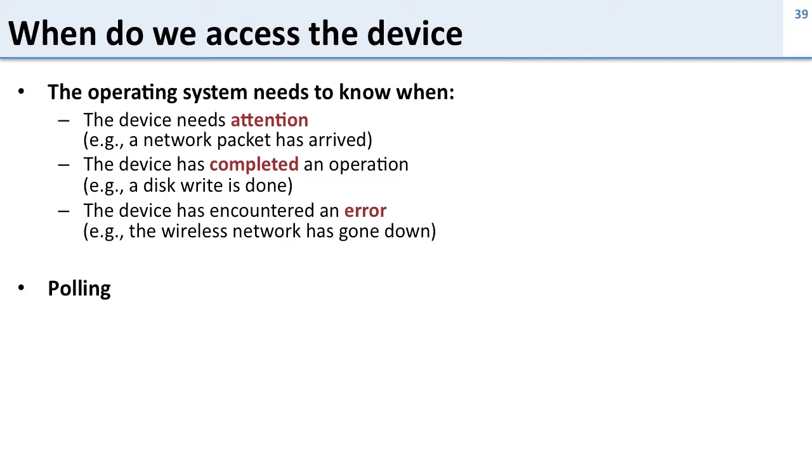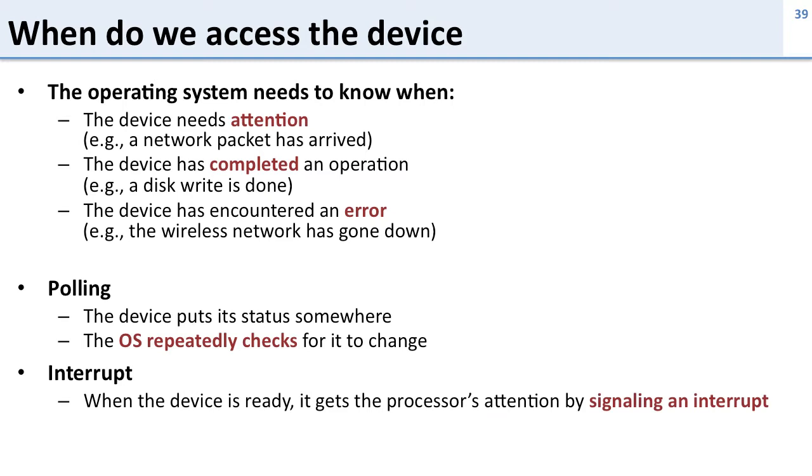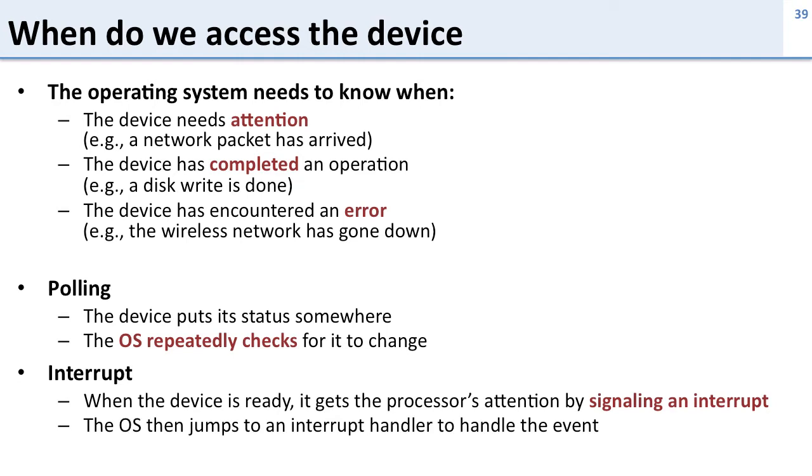There are two ways we can have the operating system know what's going on with the device. The first is called polling. In polling, the device puts its status somewhere, and the operating system just checks and checks for it to change. In fact, it keeps checking over and over again until the device changes its status. The other way to handle this is through interrupts. In an interrupt, the device waits until it's ready, and then it signals an interrupt, which gets the processor's attention. Once the processor gets an interrupt, it jumps to special code called an interrupt handler that handles the event.